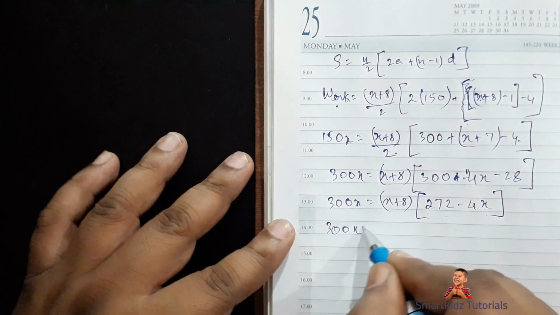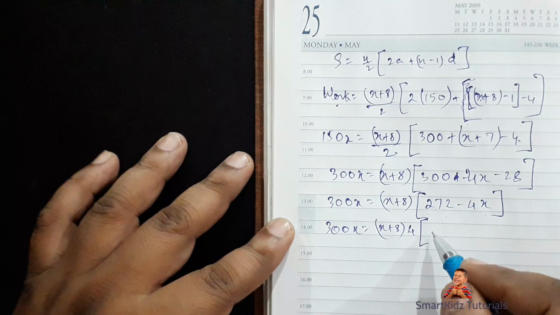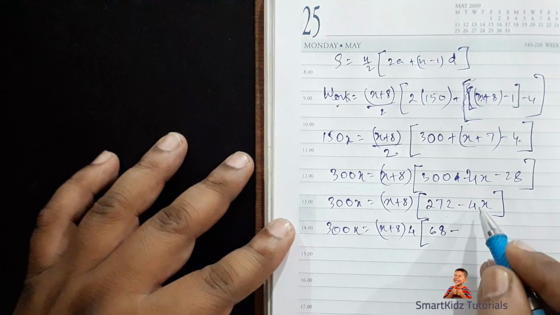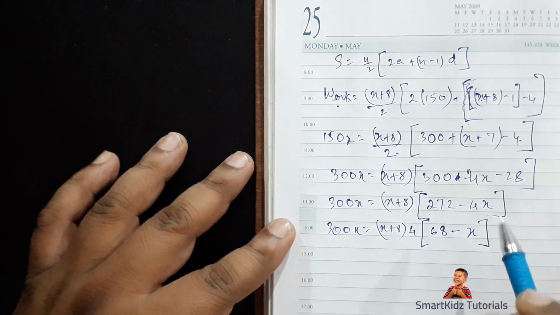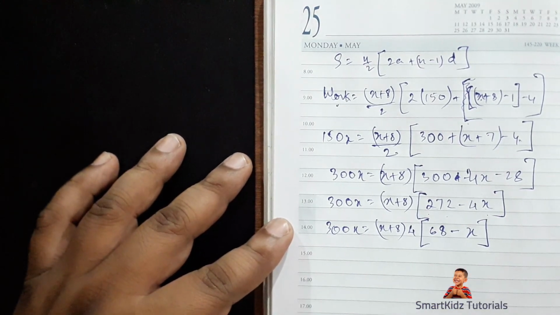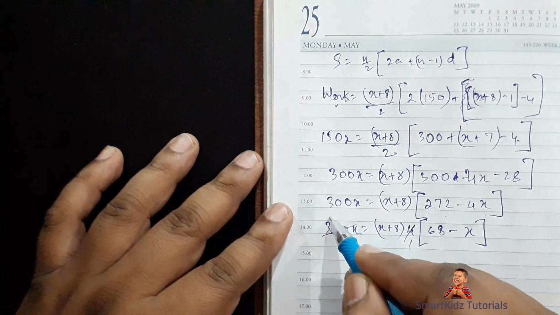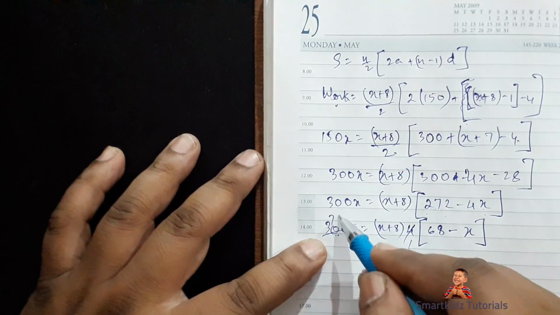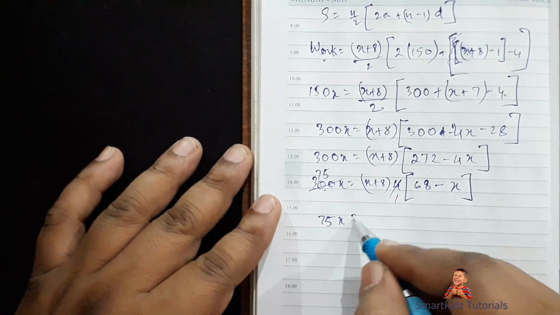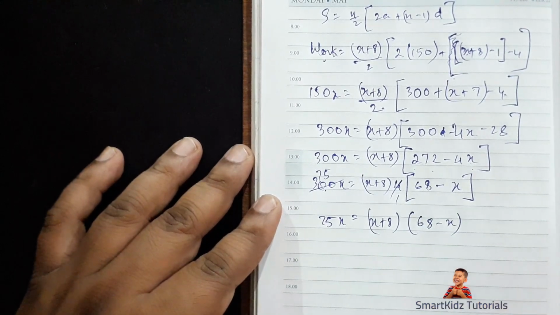So 300x equal to x plus 8 and take 4 out. What we are left with: 4 6s are 24, carry 3, 4 2s are 8, 11, 4 8s are 32. And since 4 is taken out, only x will be left over here. So this is what we are left with. We can then cancel this 4. Can we divide straight away? 4 7s are 28, 4 1s are 4, 4 5s are 20. So we have here 75x equal to x plus 8 into 68 minus x.